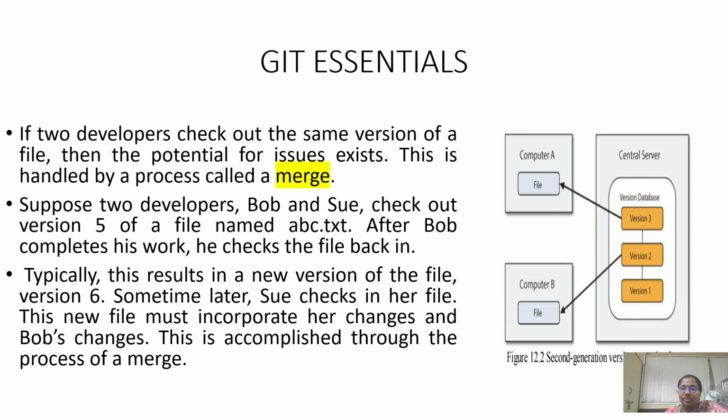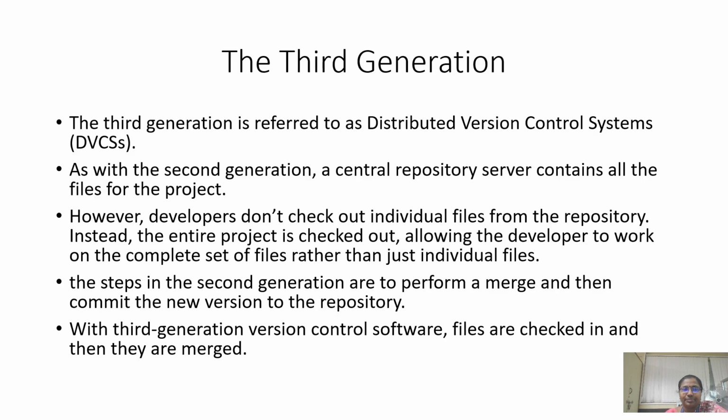So suppose two developers check out the same version 5 of a file. Now after Bob completes his work, he checks the file back in. So this results in a new version of the file, version 6. Sometime later, Sue checks in her file. This new file must incorporate her changes and Bob's changes, and then the new version will be released. This is accomplished through the process of merge.